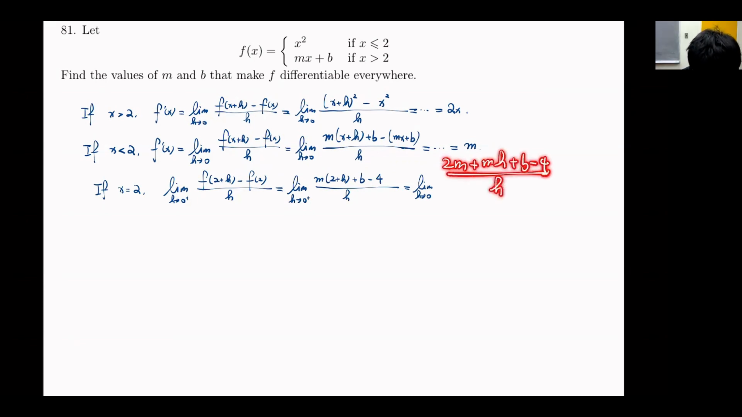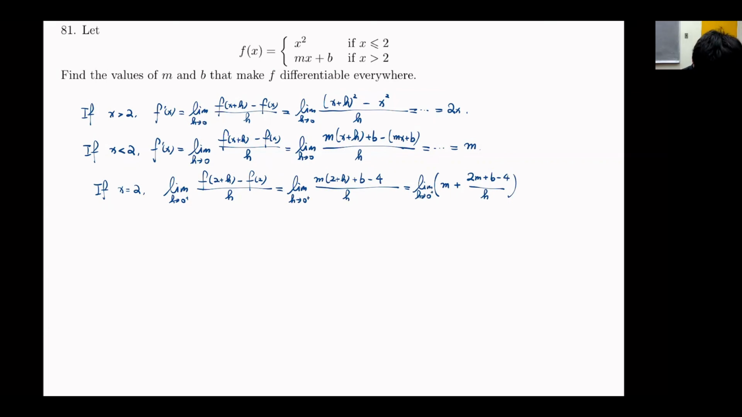And if the whole thing is divided by h, you can actually separate it into two parts. One part is going to be this fraction, and the other part will be the rest. So what we will get is mh divided by h, that will be m. But the other part is going to be 2m plus b minus 4 divided by h. Okay, now let's look at what happens if h approaches 0.